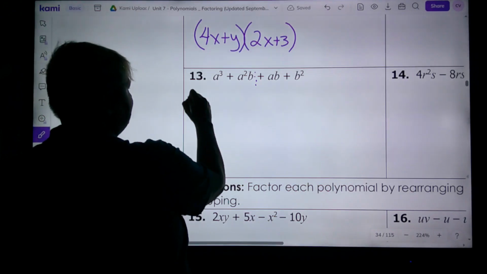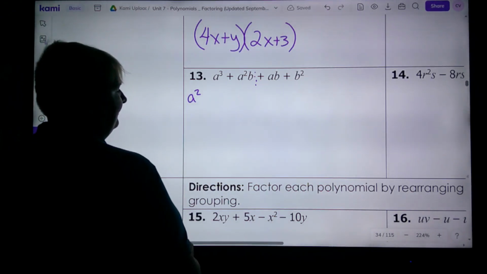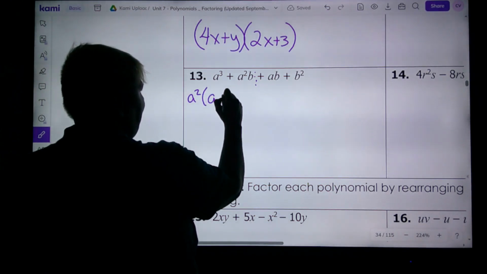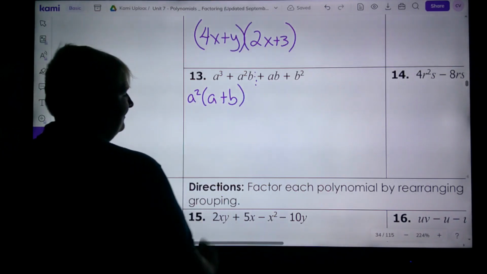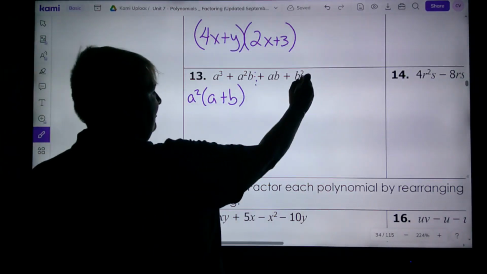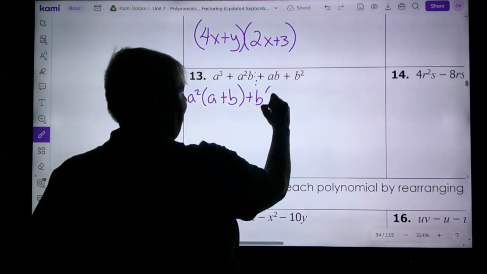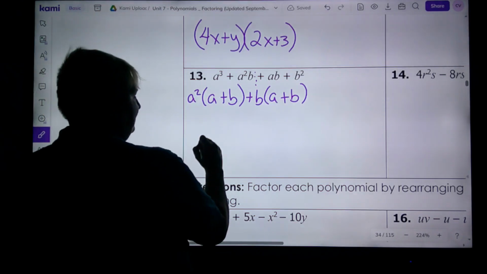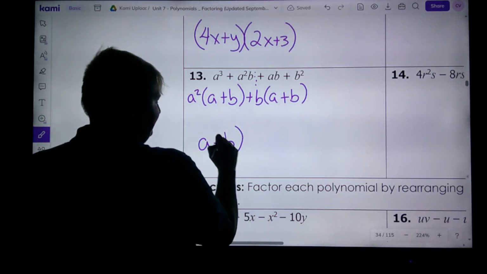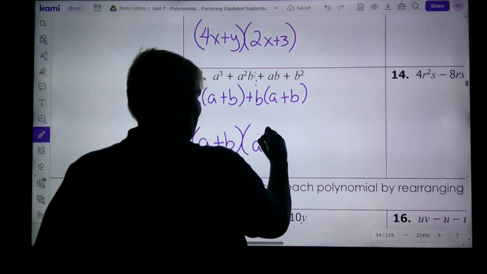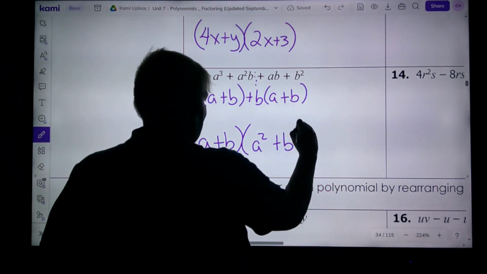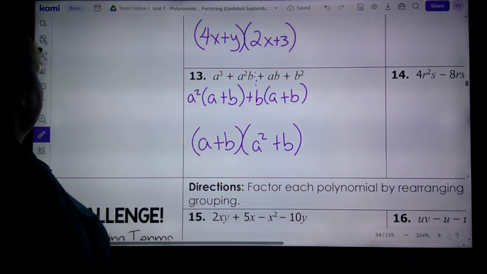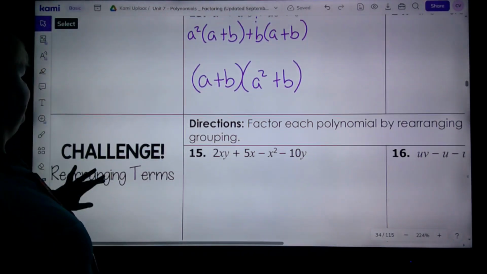A squared is our greatest common factor. And if I take a squared out, I'm left with a plus b. B is our greatest factor. I'm left with a plus b. I'm going to do it the other way this time, just so you can see it. A squared plus b. Order doesn't matter in this case, because when you redistribute it, you'll get the same answer.